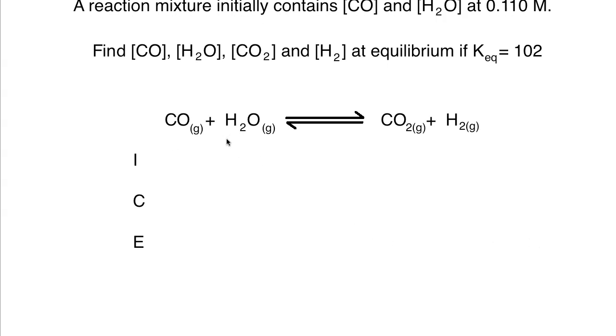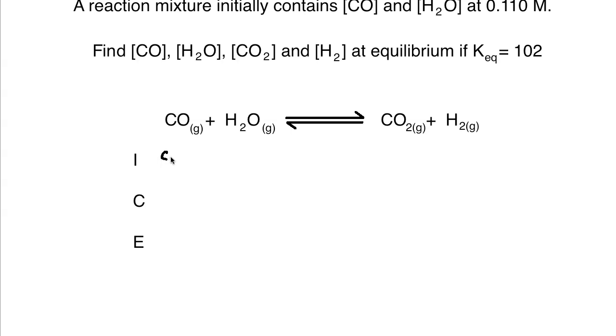You'll notice that this equation is already balanced. So one of the first things you need to do if you do not have a balanced equation is get your equation balanced in order to properly set up the ICE chart and the equilibrium expression itself, because we have to deal with exponential factors if there are any coefficients greater than 1. So based on the problem, the initial concentration for the carbon monoxide and the water are 0.110 molarity.